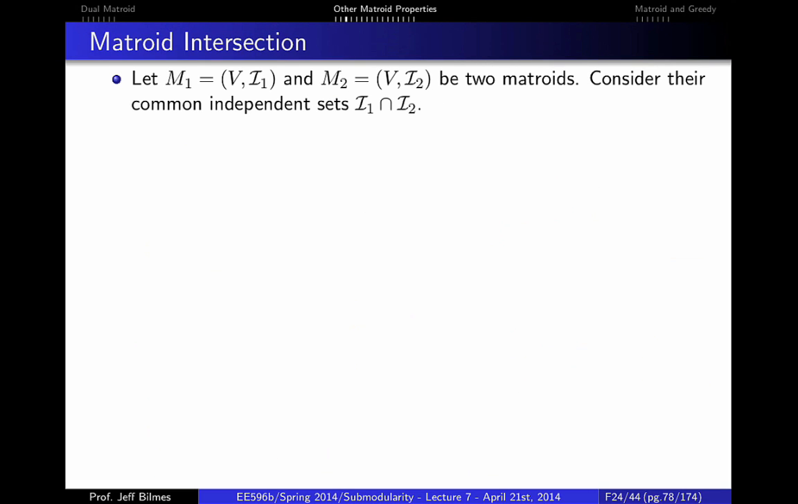Now, there are a couple of other definitions I want to mention. There's this notion of matroid intersection and matroid partition, which we're going to talk about. But let's first define matroid intersection. The idea of a matroid intersection is really important. You have two different matroids defined on the same ground set, and you're interested in, for example, common independent sets.